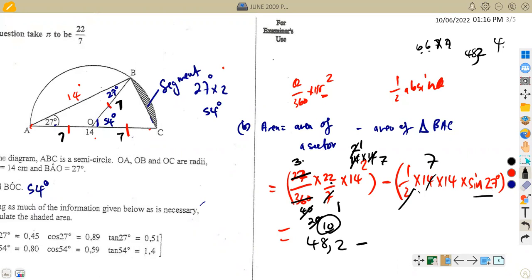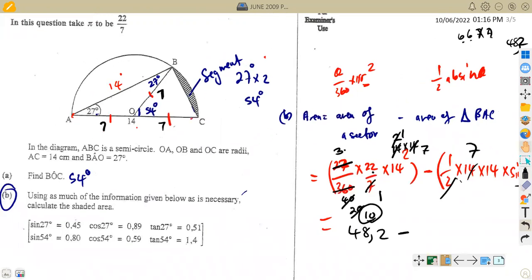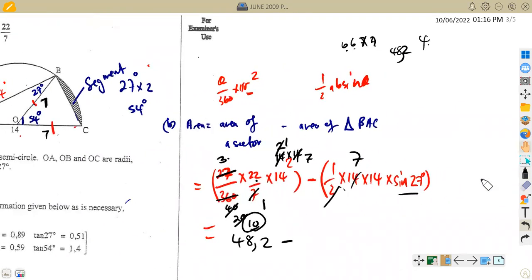Okay, sine 27, we have to move on to this information now that we are given. Sine 27 here, we are given sine 27 is 0.45. So whatever that you're going to have for sine 27 here is going to be 0.45. So that means we've got 7 times 14 times 0.45. Okay, 7 times 14, that would be 14 by 7, which is something like 98. If you multiply this, you're going to get 98 times 0.45, something like that.